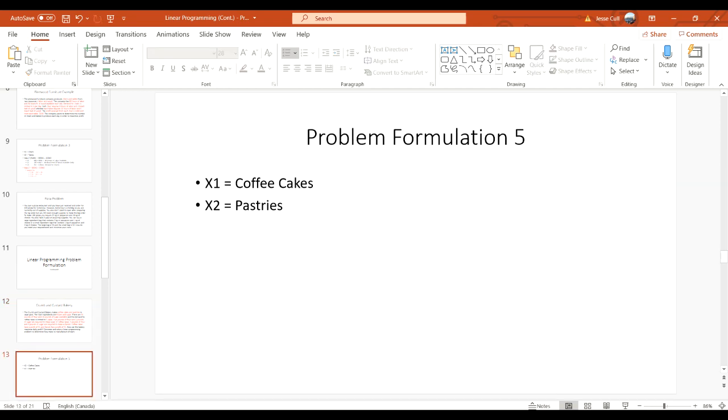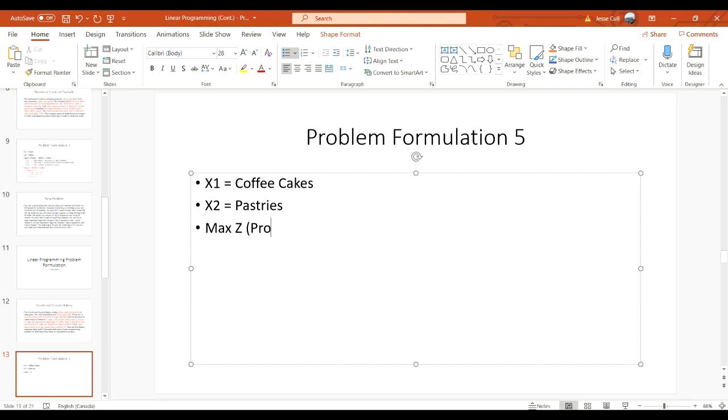So we can go here, maximizing Z of profit is equal to 1x1 plus 5x2. And this is profit per coffee cake plus profit per Danish. That's all we've done so far.